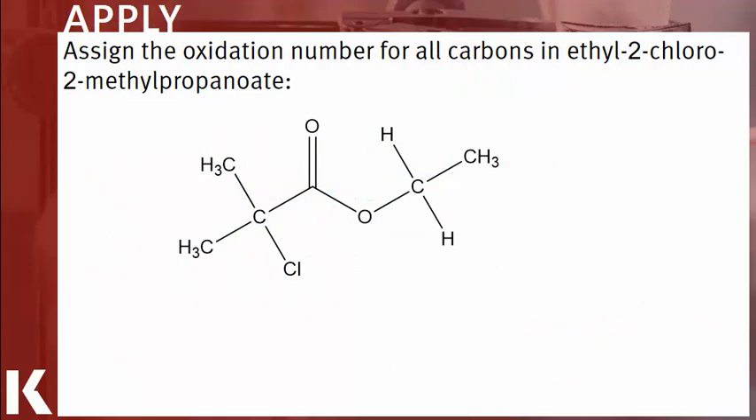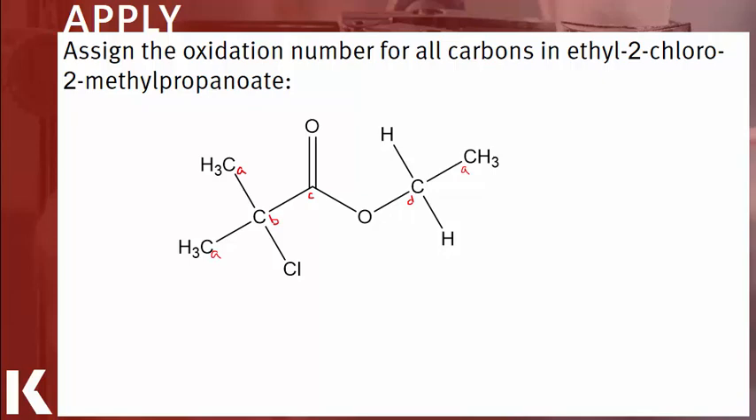Here, you're given ethyl 2-chloro-2-methyl-propanoate, along with the structure, and asked to assign oxidation numbers to every carbon. While it looks like there are 7 carbons to assign oxidation numbers to, notice that some carbons are directly bonded to the same 4 groups. Let's call this carbon carbon A. 2 carbons will have identical oxidation numbers, this one and this one, because they're bonded to 3 hydrogens and 1 carbon. Continue to label distinct carbons with different letters, then you'll end up with B, C, and D.